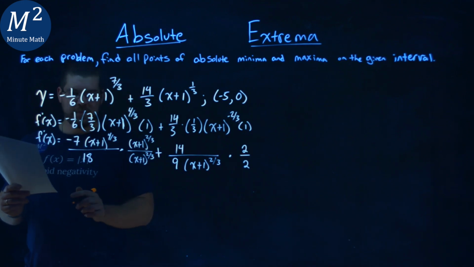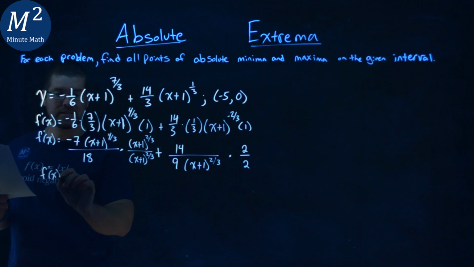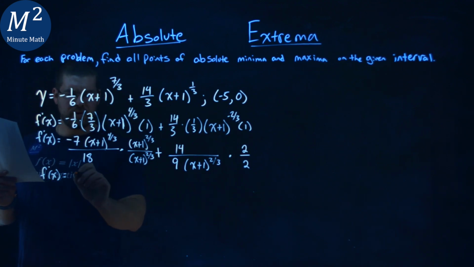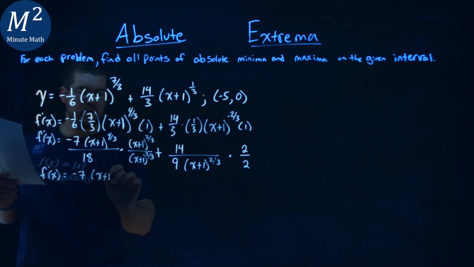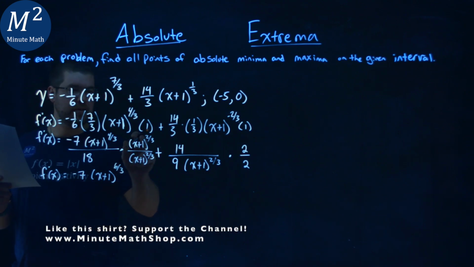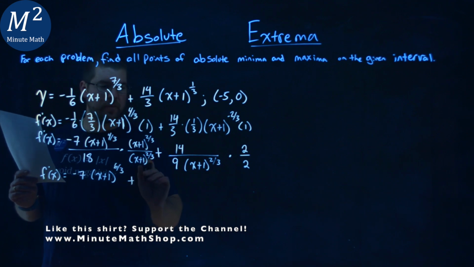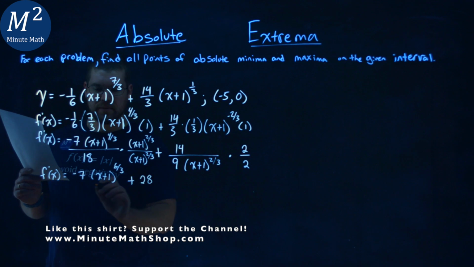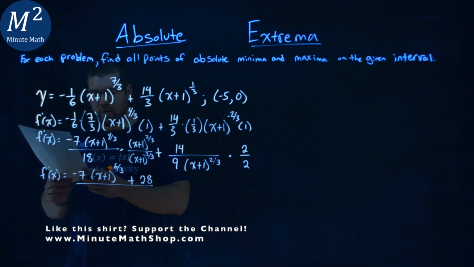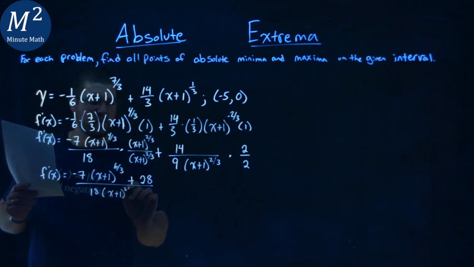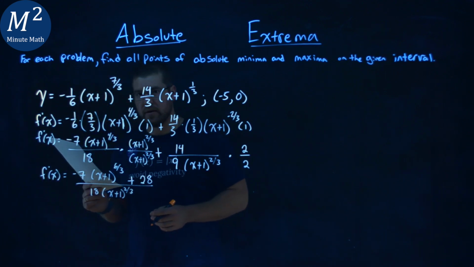Then from here we simplify. F prime of x is equal to, multiply this out here. We have negative 7, we have an x plus 1 right there, and we add the exponents, so we have 6/3 now. Same base, add the exponents. Plus, because it's all going to be under one big fraction, 14 times 2, which is 28, all over this 18 times x plus 1 to the 2/3 power, which is our common denominator.